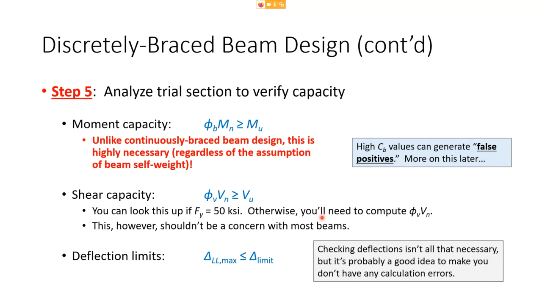You could just check the beam and say, oh, I'm good. There's a real danger that it's not the right one. Shear capacity, you can look that up. And deflections, again, probably isn't all that necessary if you did your math appropriately.